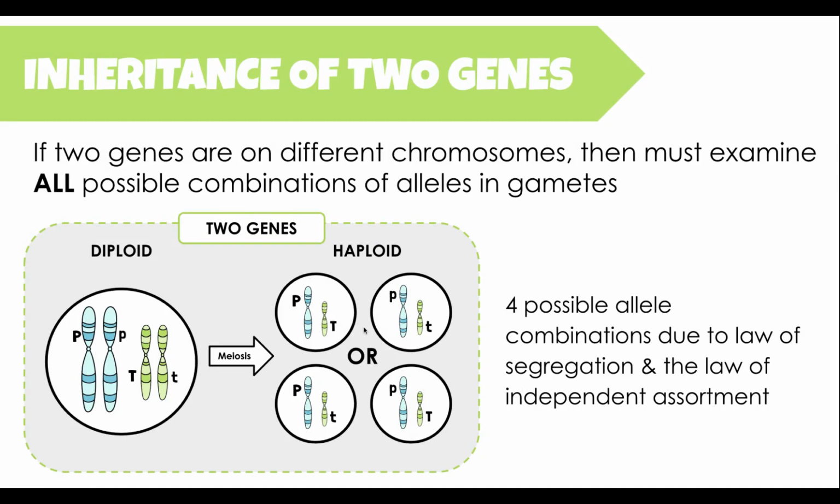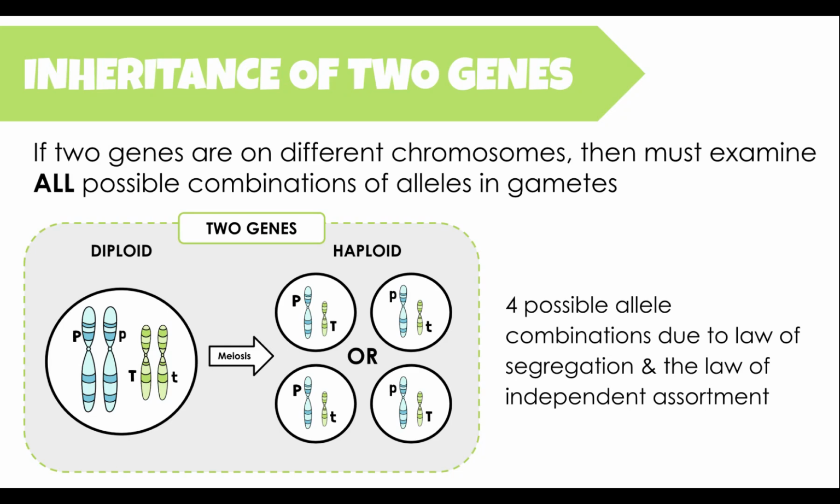During meiosis, it is possible that we create a sex cell that has both big P and big T alleles. It is also possible to create big P, little t alleles. It is possible to create a sex cell with the little p, big T allele. And lastly, it is possible to create a sex cell with the little p, little t allele.